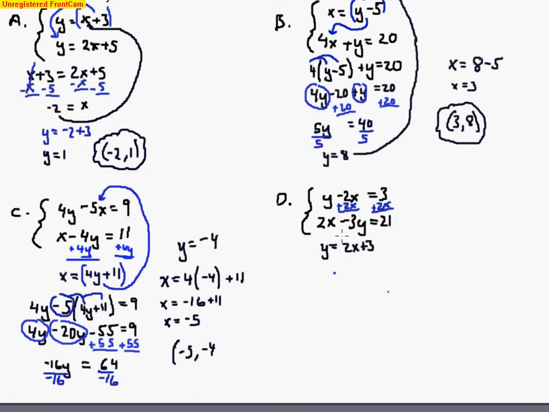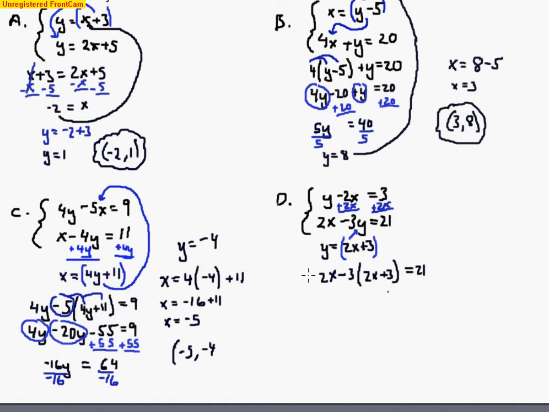We can take this 2x plus 3, and we're going to put it in for y in that second equation right here. And so we're going to rewrite the second equation, but in place of y, I'm going to put the expression y is. So we'll go ahead and rewrite our equation, starting with 2x, and then minus 3. Now you need to put the y term, what it equals, 2x plus 3, in parentheses, because it needs to be multiplied by this coefficient of negative 3. And this all equals 21.